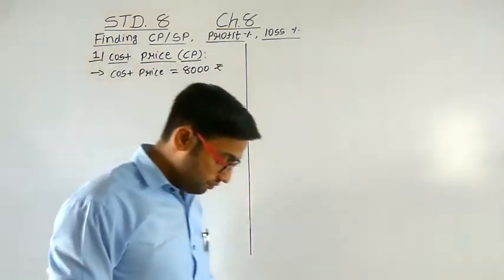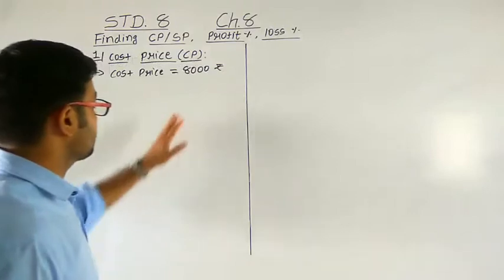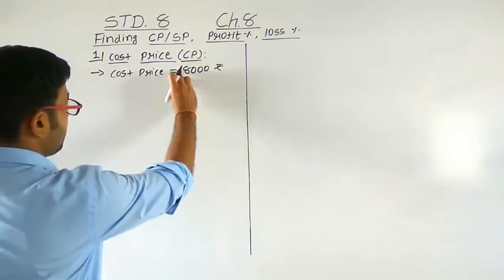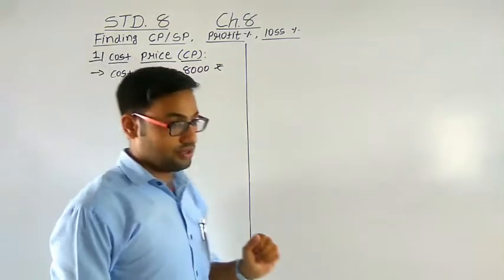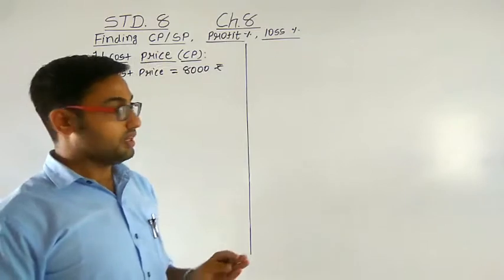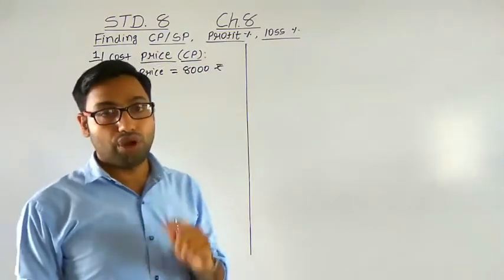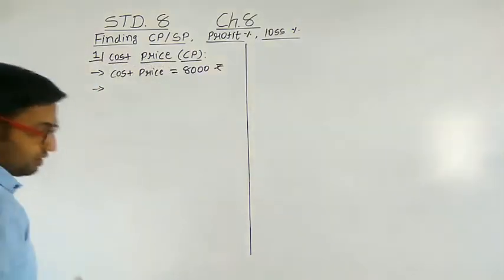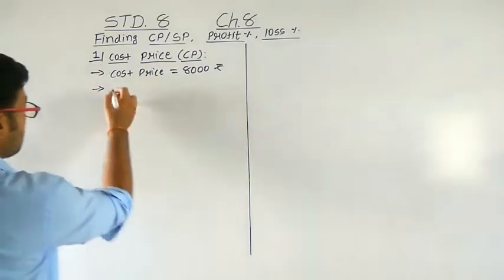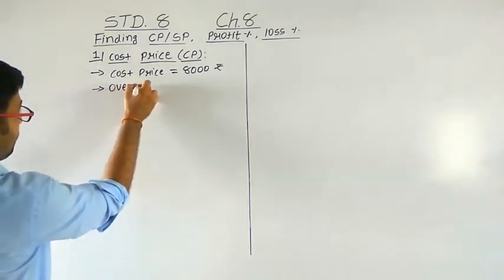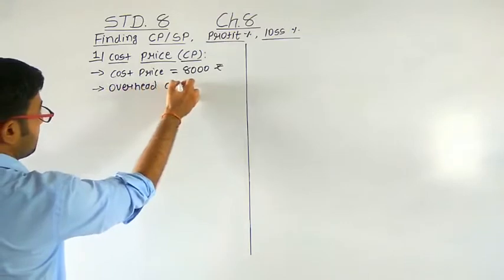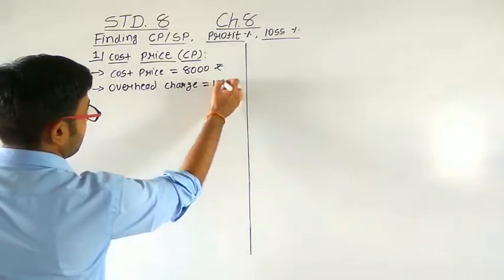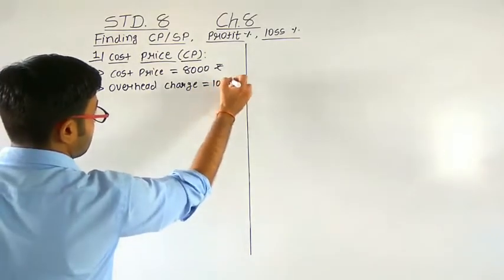Now, suppose in between you have to pay some charge to repair it. Suppose your TV has a fault, and you have to repair it. To repair it, suppose you pay 1,000 rupees. That cost is called the overhead charge. Let's suppose 1,000 is the overhead charge.